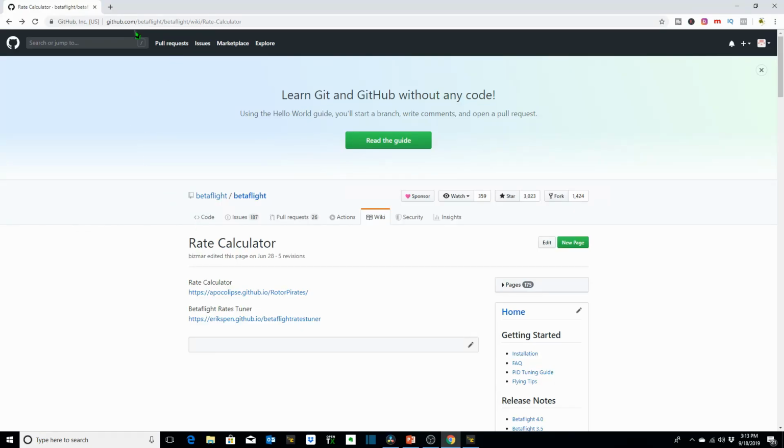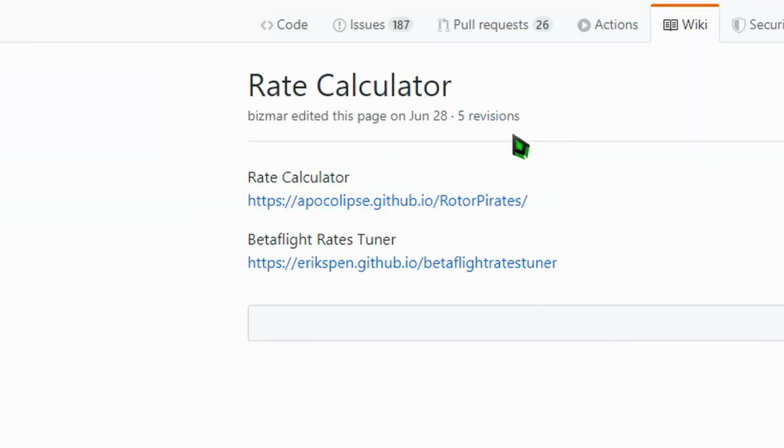Now what you can also do is go to github.com, Betaflight, and Betaflight Wiki Rate Calculator, and there's 2 things underneath there that you can play with to get a good feel for the type of curve that you're going to get with various rates. The first one is this Betaflight Rates Tuner from a gentleman named Eric Spen FPV.